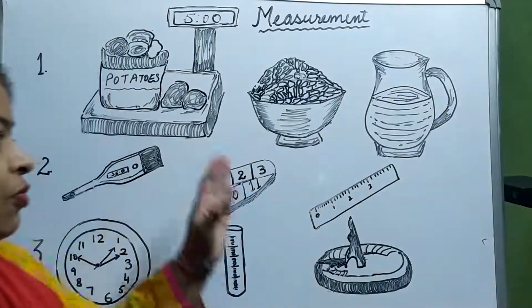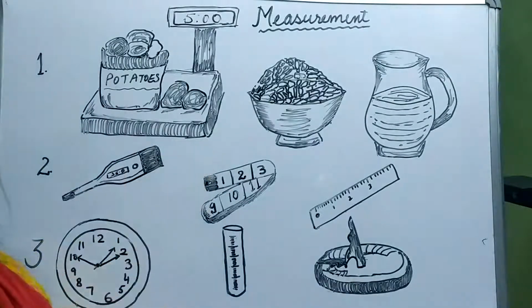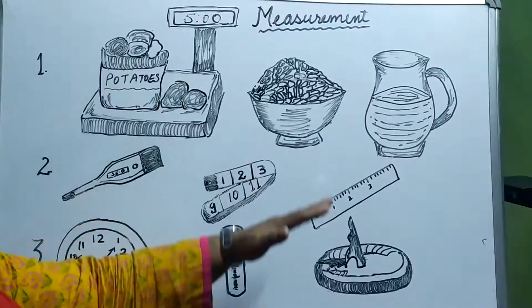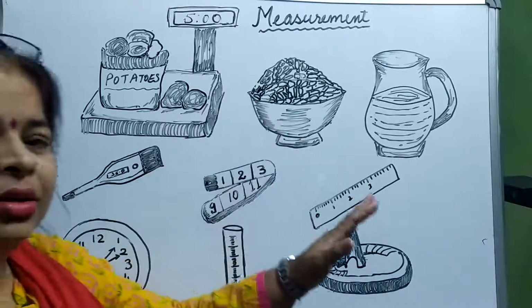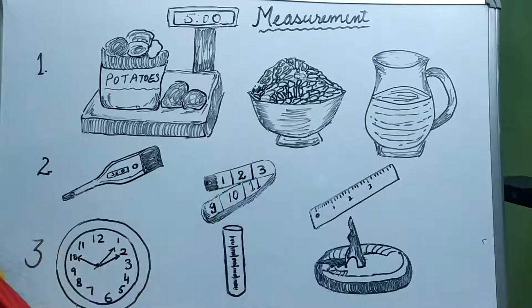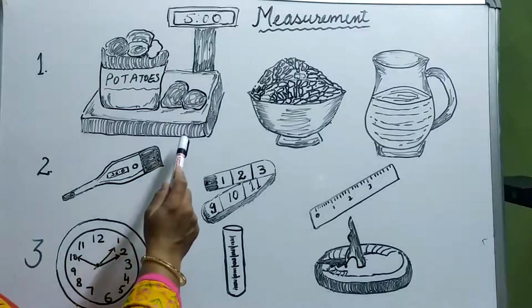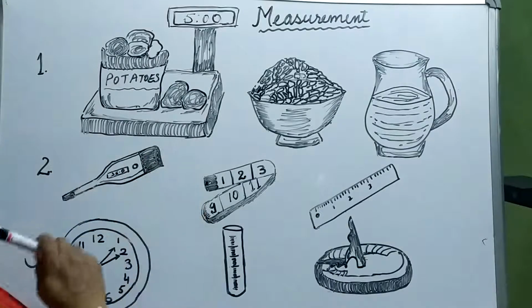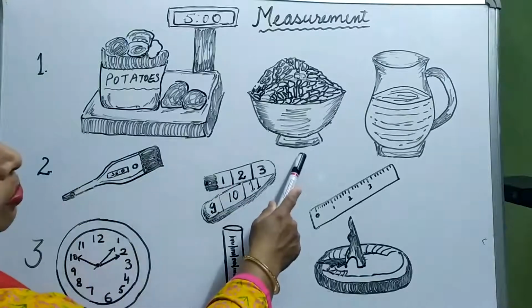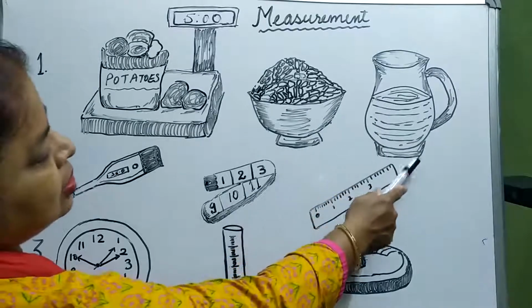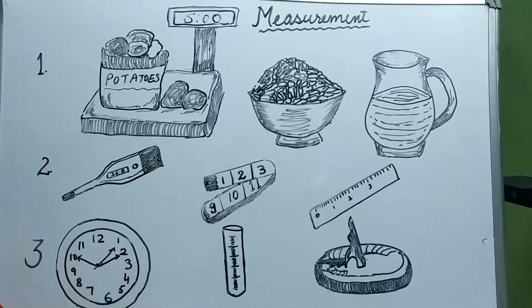First of all, we are going to study about measurement in this chapter. Now, here are some pictures. Can you relate something to these pictures? See here, first one. In this, the potatoes are being measured. This is a bowl filled with rice, and this is a jug filled with water.